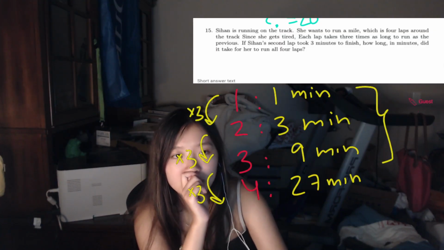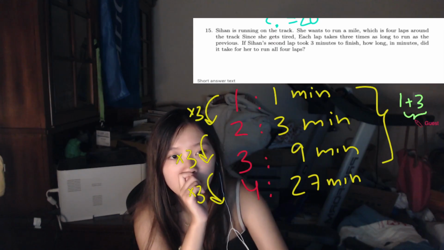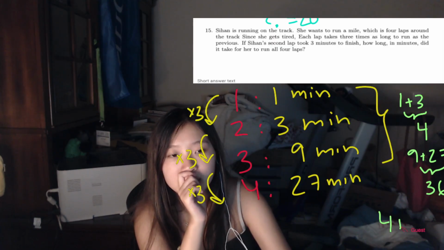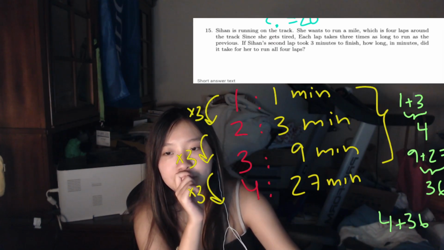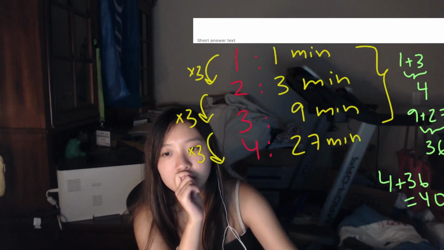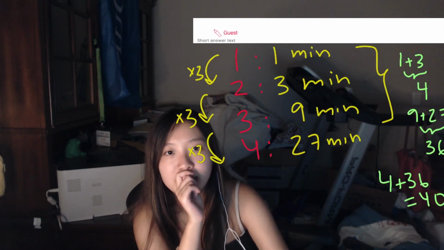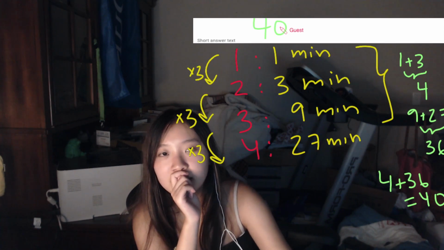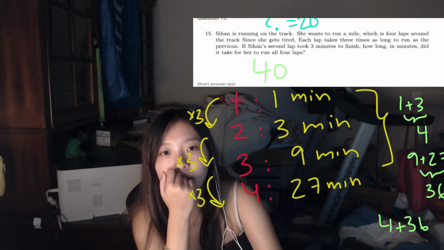That, in fact, is 1 plus 3, which is 4. 9 plus 27, which is 36. And then finally, 4 plus 36 equals 40. So our final answer, amazingly enough, is it takes Sienna 40 minutes to run all 4 laps.